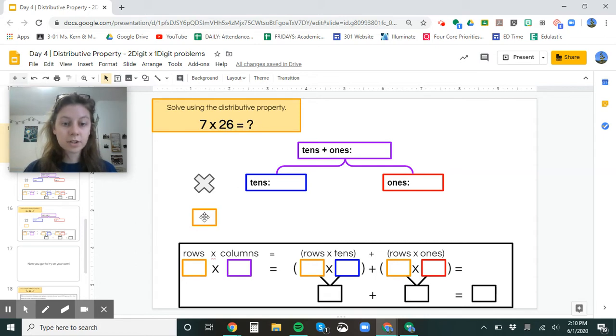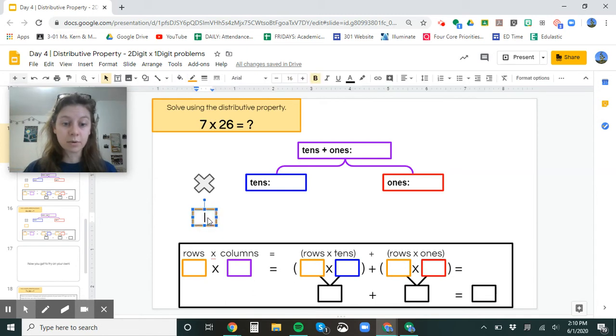So what I'm going to do is I need to decide which one is my rows and columns first. I like to put my 1-digit number as my rows, so I'm going to put my rows here. Then I'm going to write 26 as my columns. So here my tens and ones is 26. Now I took this number and I put it in this purple box because that's where the largest number goes.